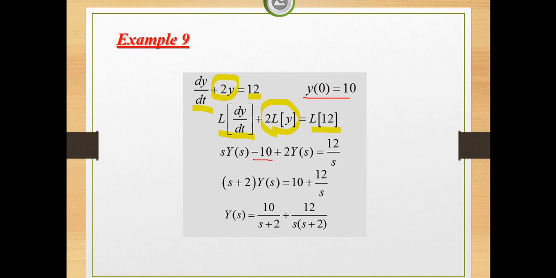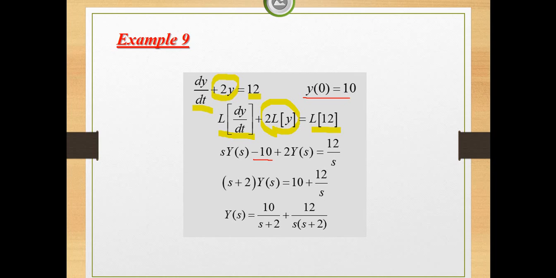The Laplace transform of 2y is 2Y(s). Like, the Laplace of y is Y(s), the Laplace of x is X(s). The Laplace of any letter, for that matter, will be that letter, then you just simply express it in terms of the function s. The Laplace of 12, which is a constant, is 12 over s.